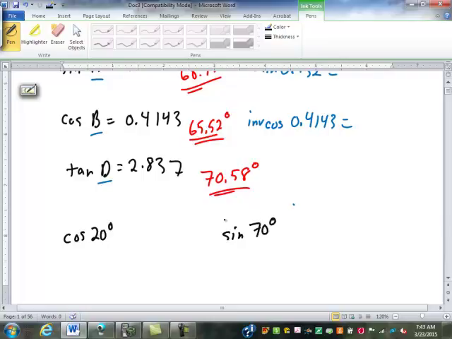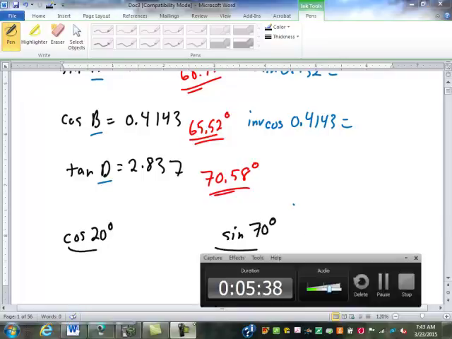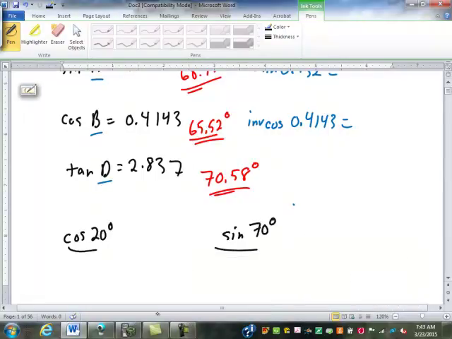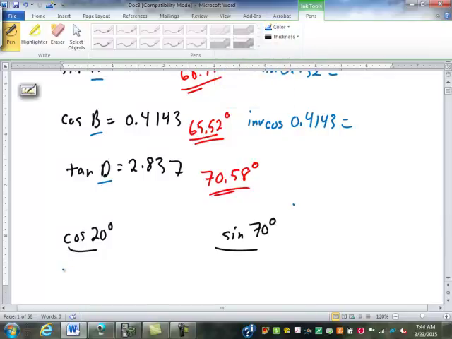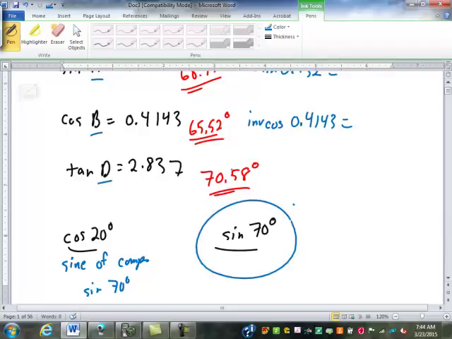Now, without using your calculators, can you tell me which one of those is going to be bigger? Why not? Because they're complementary. Remember, cosine of 20 means sine of the complement. What's the complement of 20? 70. So cosine of 20 literally means sine of 70 degrees. So those better be the same.